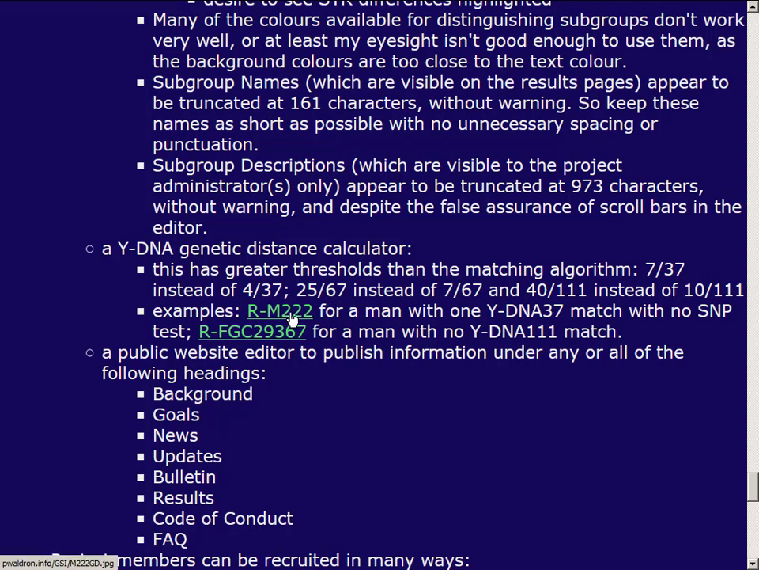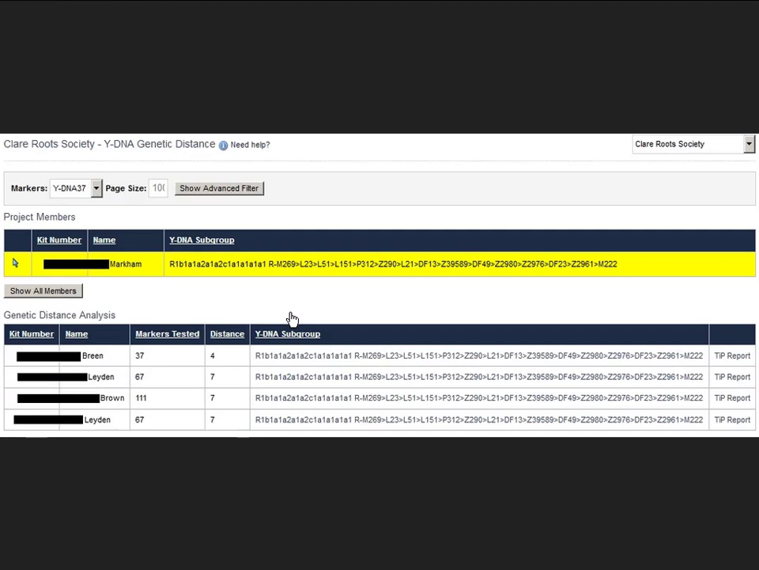So for example, here's a man that has only one match on his 37 marker test. He's in the Clare Roots project, and he has three other matches who are 7 out of 37 away from him. It shows me what subgroup I put the four matches in. They're all in the M222 Niall of the Nine Hostages subgroup, so I can be very confident that this man, on the basis of his first 37 markers and a single match, is from the Niall of the Nine Hostages group, and then he can order the Niall of the Nine Hostages M222 SNP pack for another $119, I think it is, and get his terminal SNP a lot more cheaply than paying the full $649 for the Big Y test.